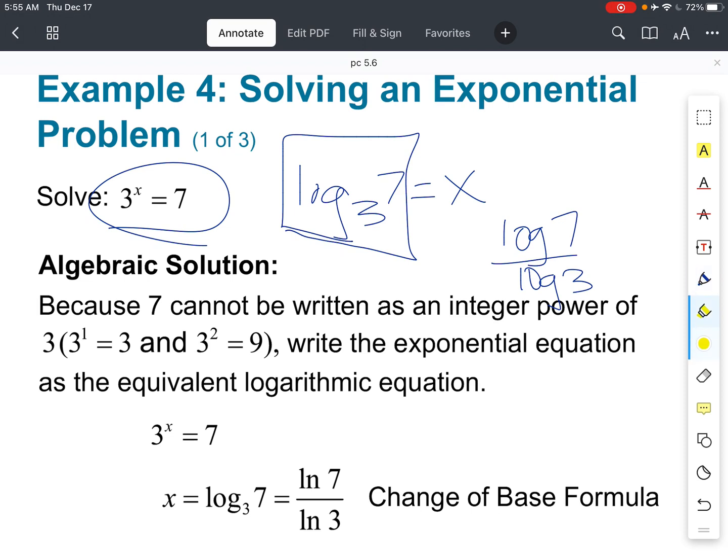Here, they show you that they're using the natural log of those things. That's okay. That's just saying log base e of 7 over log base e of 3. It'll give you the same answer. All right, so it doesn't matter if you use log base 10, log base e. Really doesn't matter which log you use, as long as it's the same, it's going to cancel out, right?